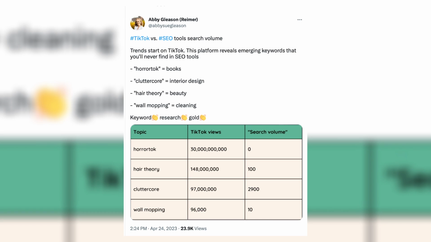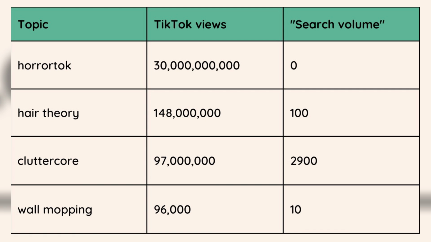Last week I mentioned Abby Gleason's post on finding emerging keywords. Just a little sweet tweet that caught my attention. She showcased how you can use TikTok to find some of those keywords. Specifically, she showed and compared the views for trends that start on TikTok and eventually people start searching for. For instance, in her example, like horror talk, hair theory, cluttercore, we're talking millions and millions of views. This is very prevalent in the knowledge of these niches and audiences, and you've got to think eventually they are going to be searching for that on Google.